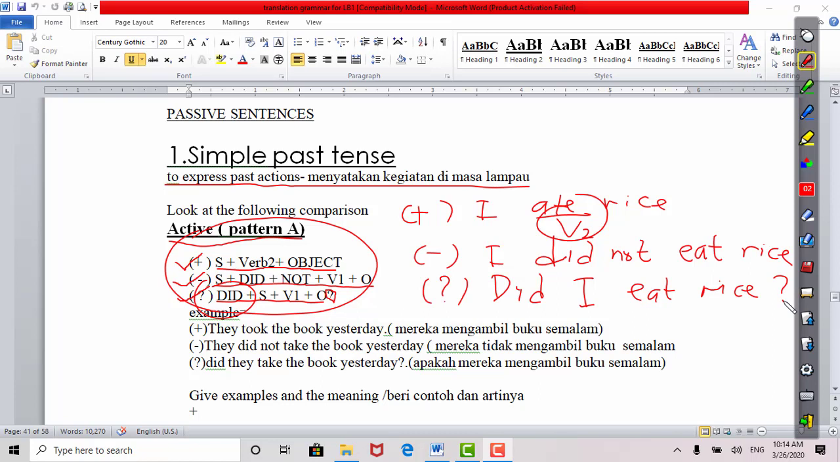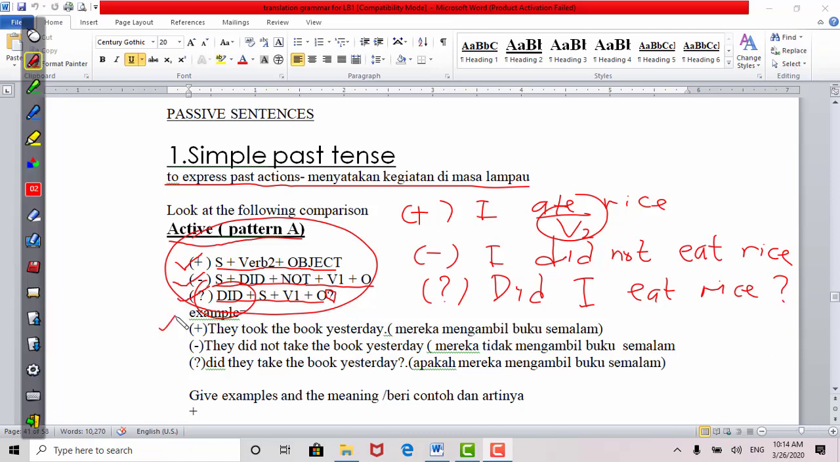Now we go to the example here in this book. For positive, they took the book yesterday. In bahasa, mereka mengambil buku semalam. Next, negative. They did not take the book yesterday. You can look at here. Take becomes verb 1. In positive, took is verb 2. But in negative, you must use verb 1.